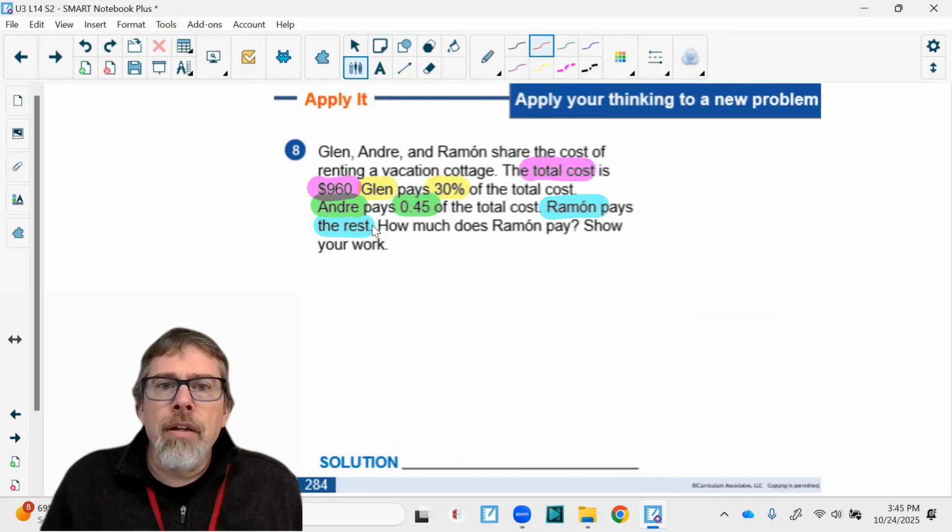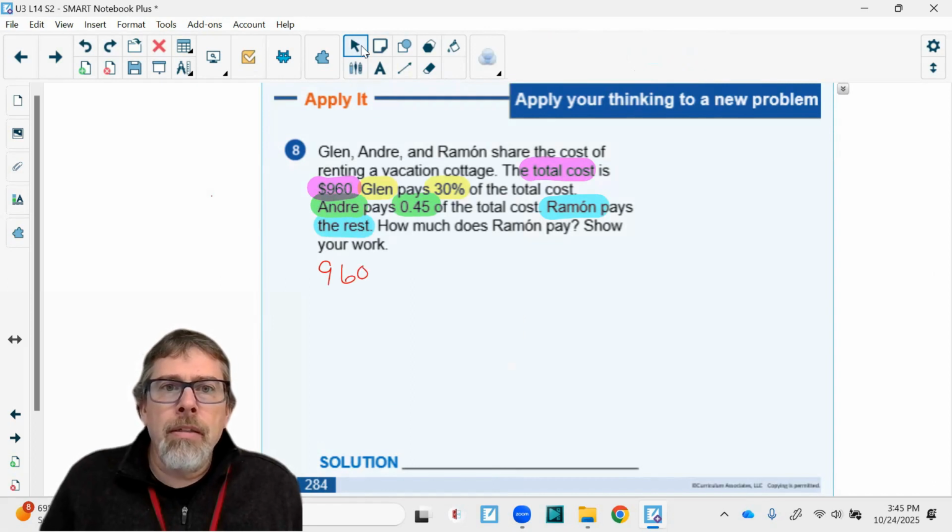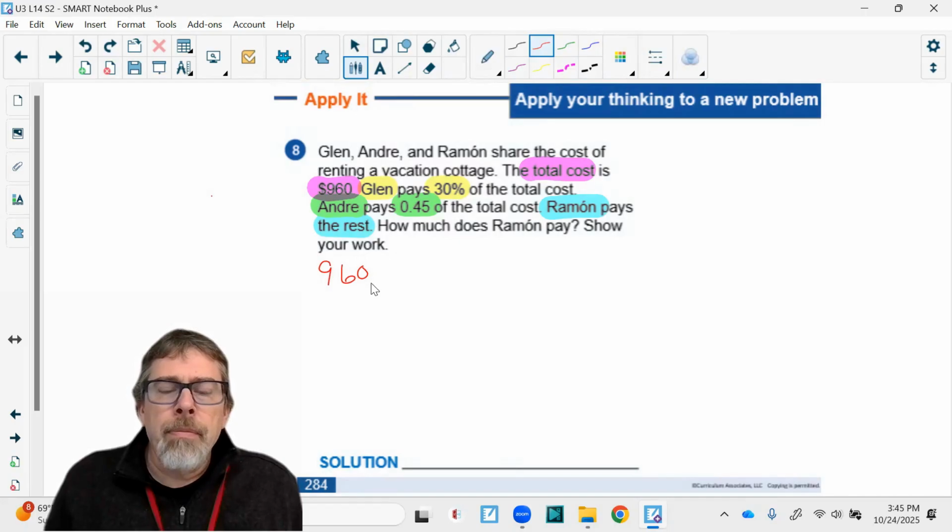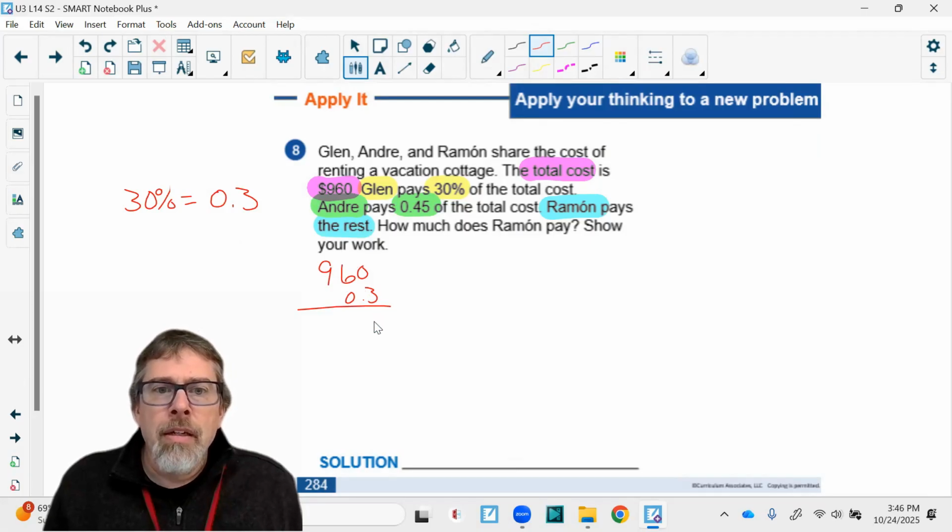So what I need to do here is find out what 30% of 960 is. So 960 times 30%. And remember, 30% is 0.3, right? Move it 2 decimal places, it's 0.3. So I'm going to multiply this by 0.3, and that will be 30% of 960. 6 times 3 is 18, carry the 1, 9 times 3 is 27, plus 1 is 28. I have a decimal place. So Glenn, I'll write these over here. Glenn, his payment was $288. Okay, 30% of 960.